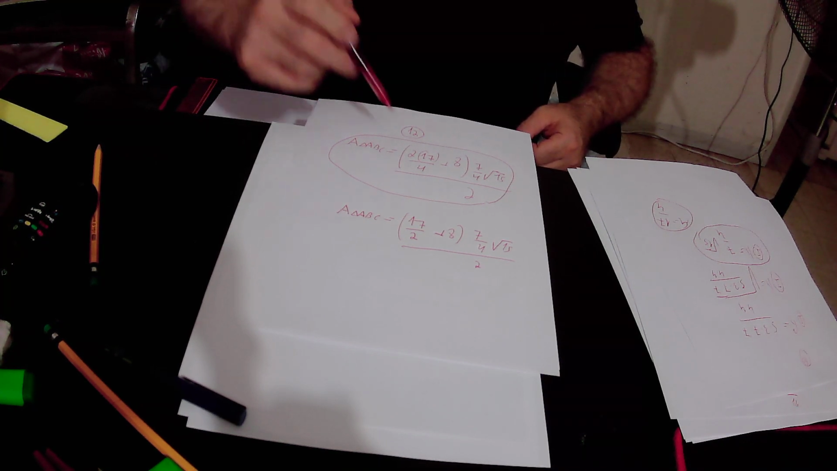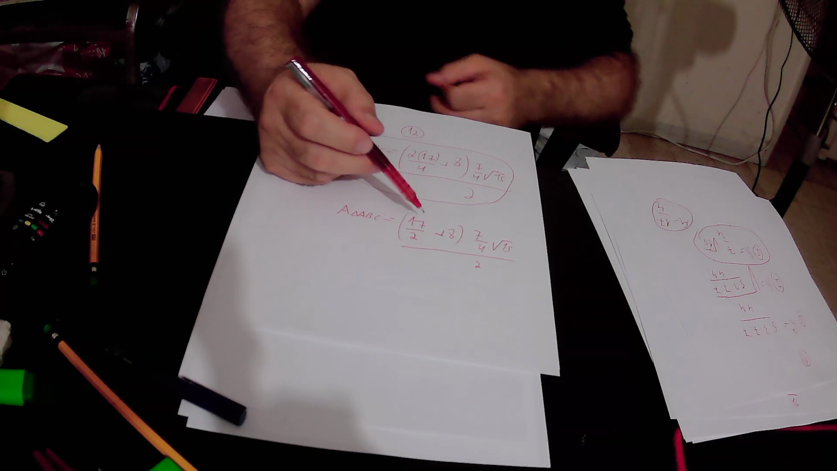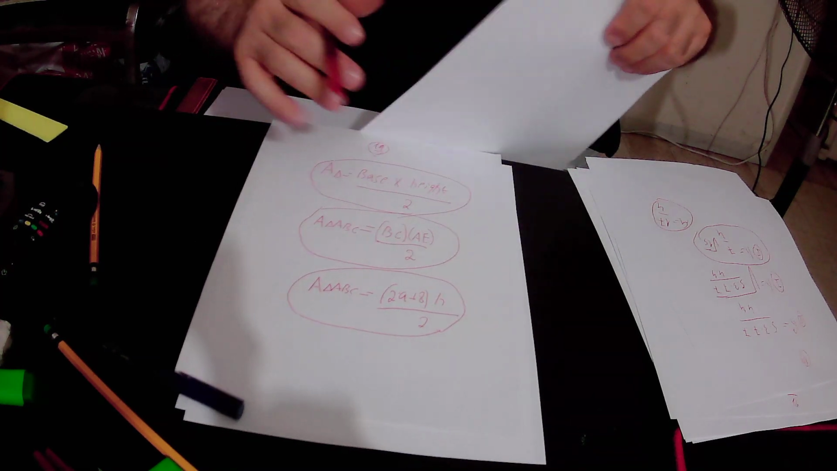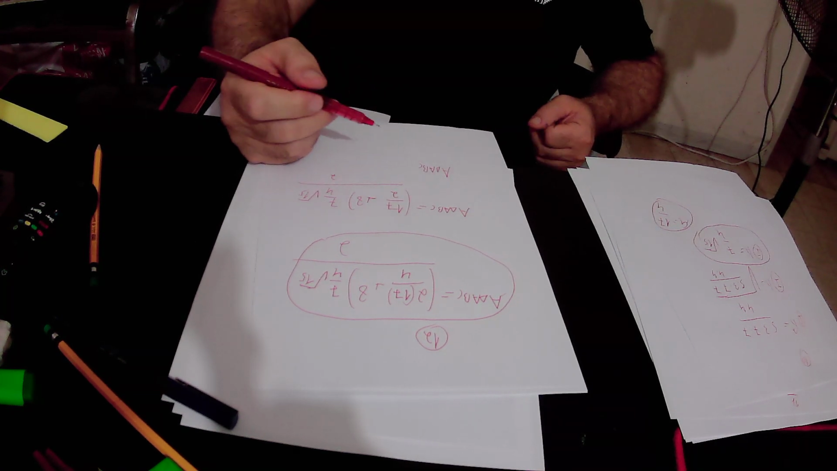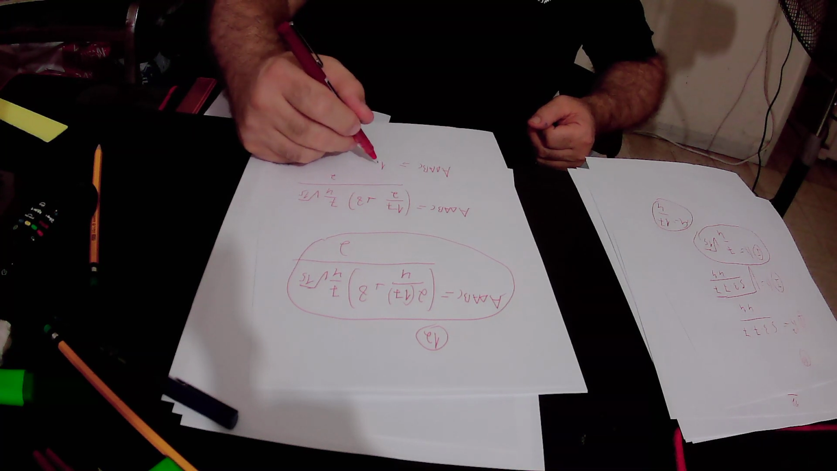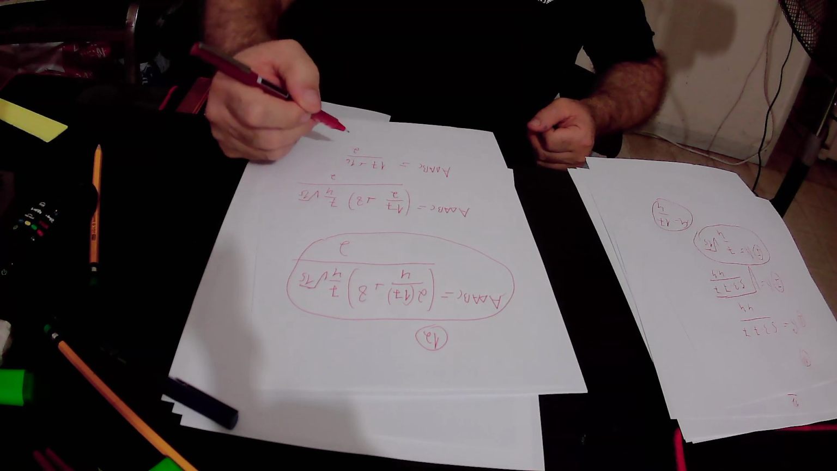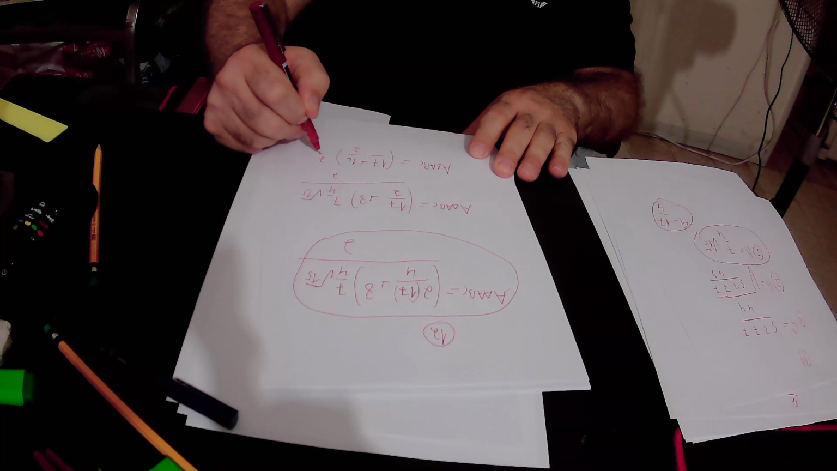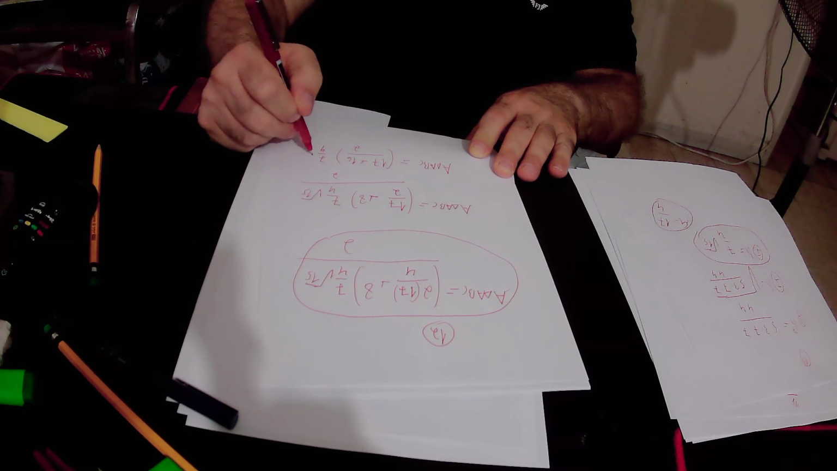So here we can put 8 as 16 over 2. We will get 16 over 2 plus 17 over 2. So the area of triangle ABC equals 17 plus 16 over 2, times 7 over 4, times root 15.